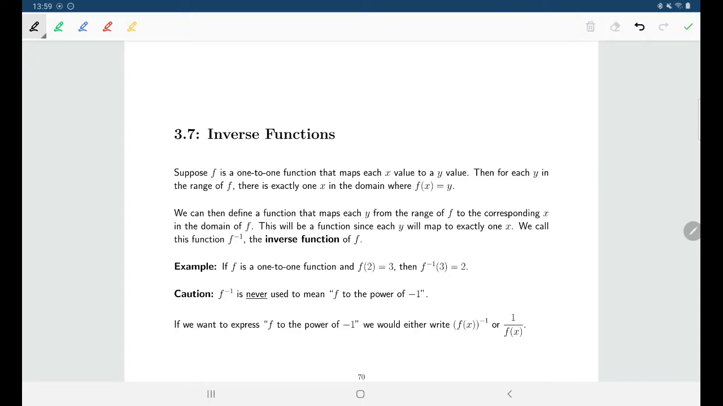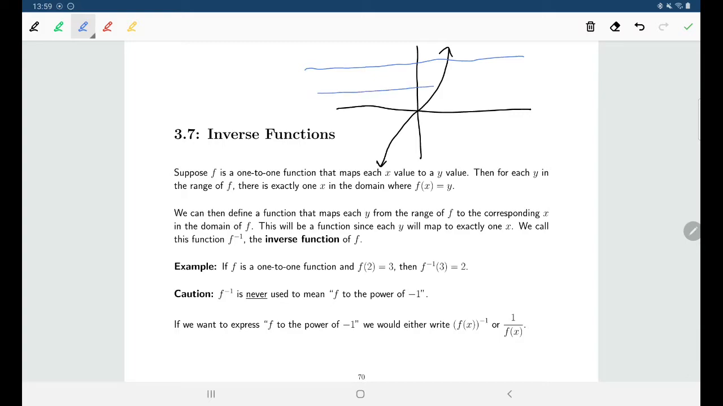So, a reminder that a one-to-one function is something like, for example, the function x cubed, which passes the horizontal line test. Any horizontal line passes through the graph of this function in at most one place. And what that means for us is that for any y value that I'm interested in, there will be exactly one x value that maps to that y value.